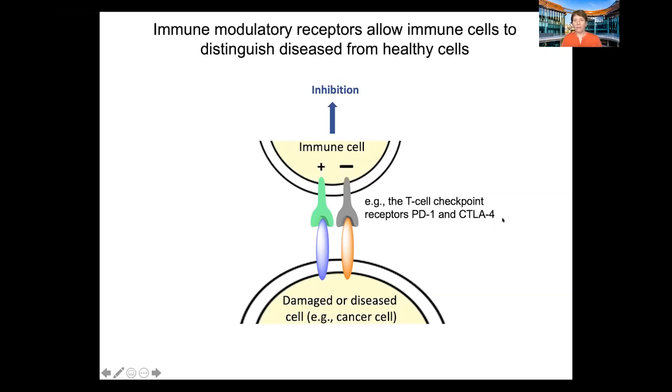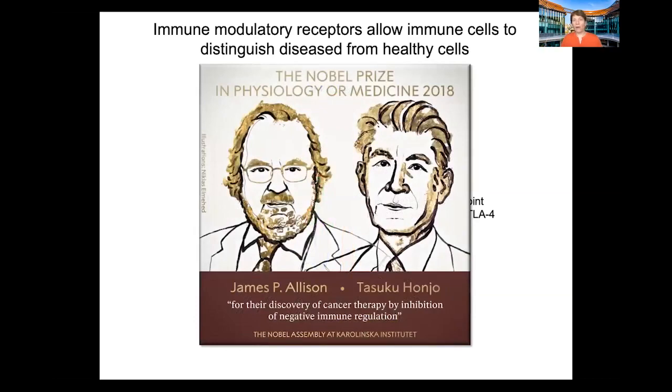And there are now a dozen medicines that are used clinically. They're monoclonal antibodies that either block the receptor on the T cell, which would be PD-1 or CTLA-4, or the ligand on tumor cells. And by interrupting this inhibitory interaction, that allows the immune cell to activate and respond. And this was such an important discovery in the field of immune oncology that it was recognized with the Nobel Prize in 2018 to Jim Allison and Tasuku Honjo.